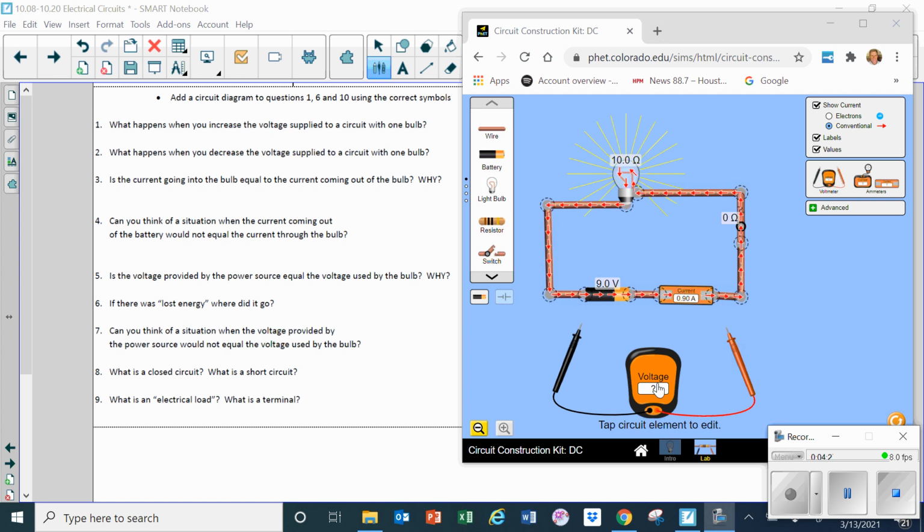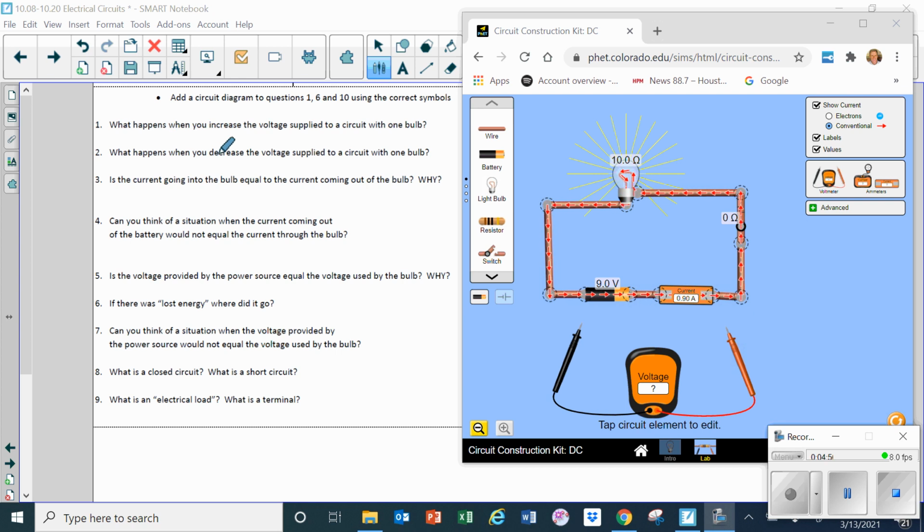Now I haven't attached it to anything yet, but I will in a minute. I always put the red one on the upstream side and the black one on the downstream side. That's what I tend to do, so I get the voltage measured. Okay, so we'll show you that in a second. So let's answer some questions.